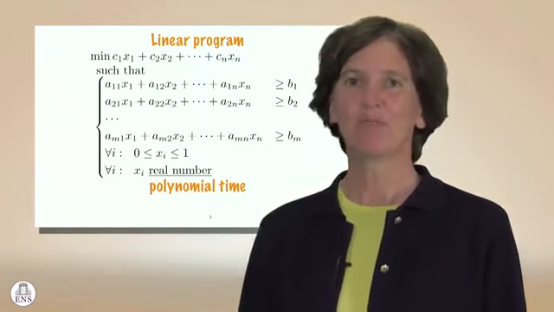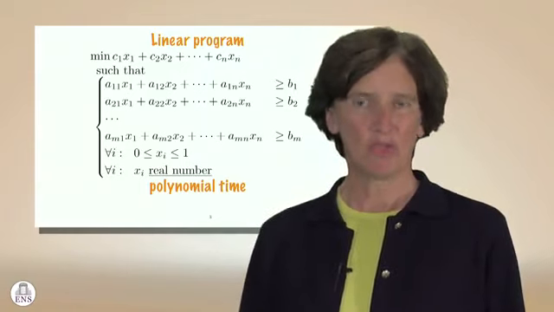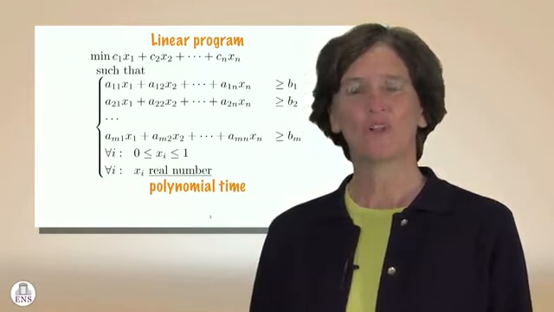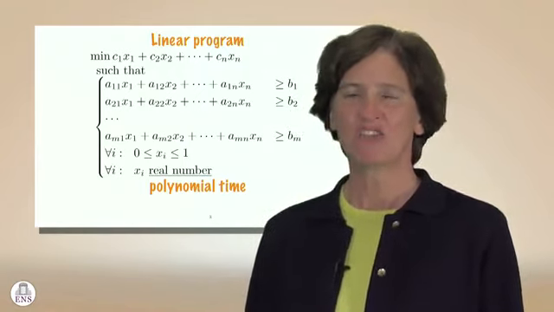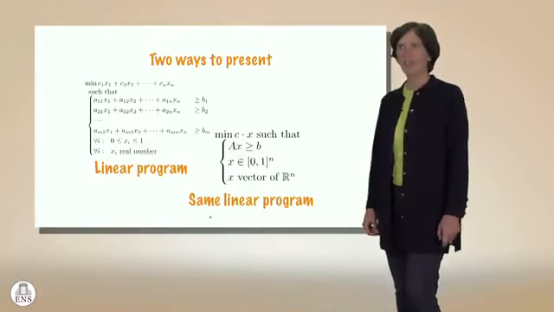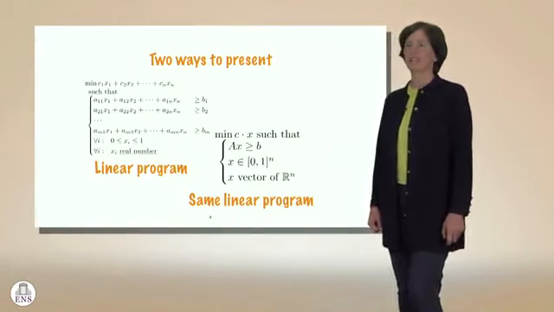With this apparently small, apparently harmless modification, suddenly the complexity of the problem changes. Linear programming can be solved in polynomial time. This was discovered about 30 years ago, and since then, linear programming has been a basic tool for the design of many, many solutions for combinatorial optimization. There are two ways to present a linear program. One is more detailed, the other one is more abstract, but both of them are equally valid.